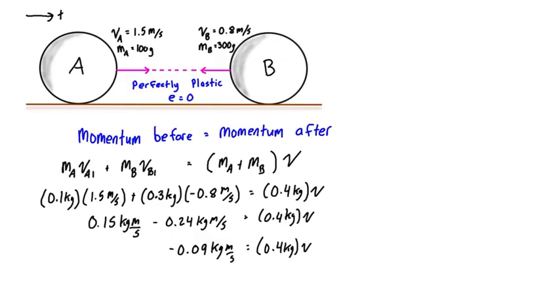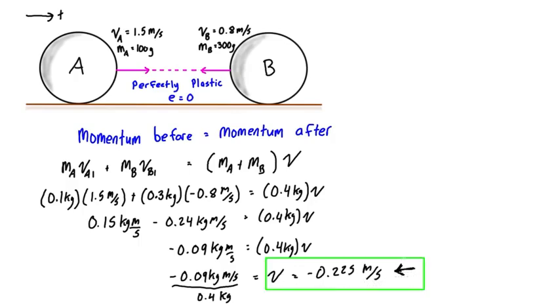So if we just divide 0.4 kilograms from each side, we have negative 0.09 kilogram meters per second all over 0.4 kilograms, and that is going to give us the final velocity, which is equal to negative 0.225 meters per second. That negative sign indicates that it is going to the left. So if you were just asked to find the velocity after the impact, then you are done. You can put a box around the answer. That is the combined velocity for A and B together. They're moving as one object.